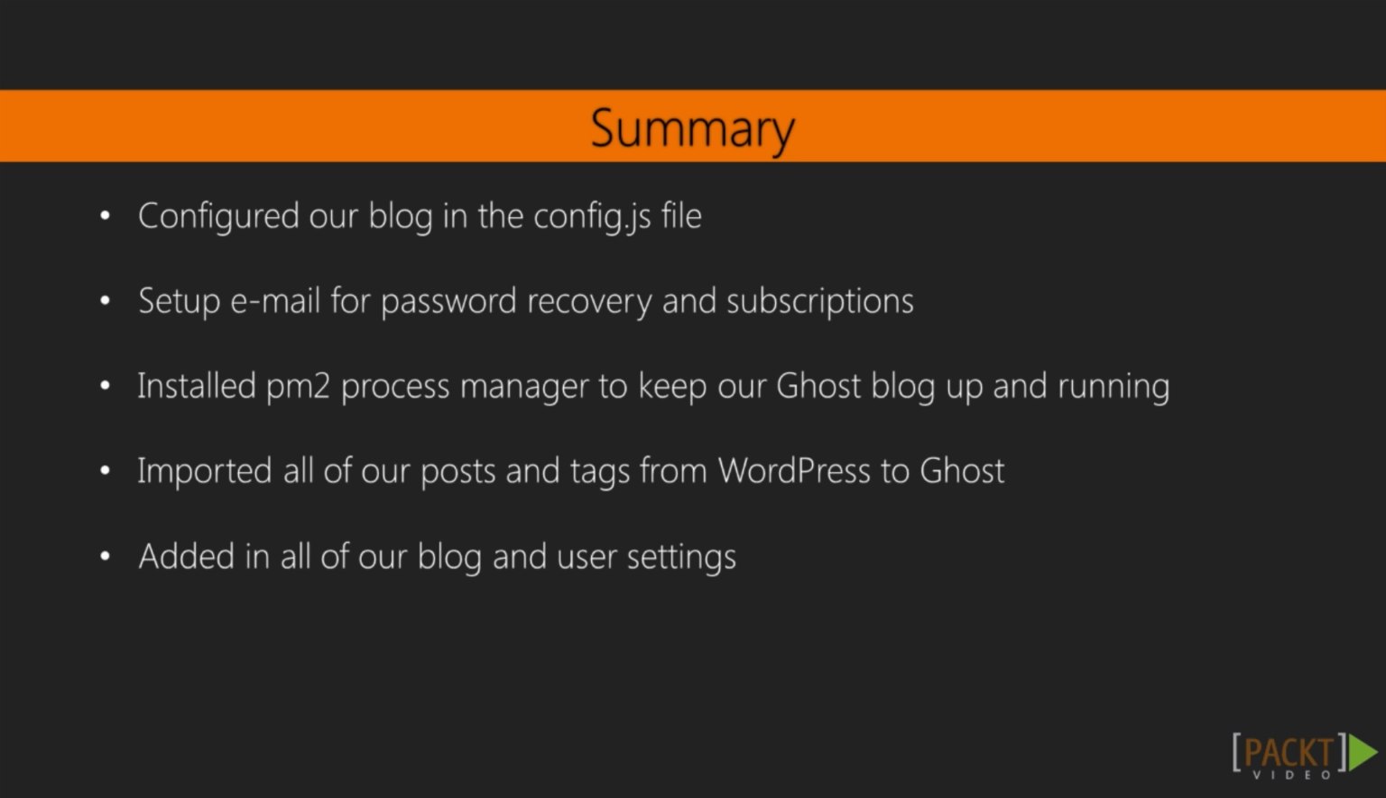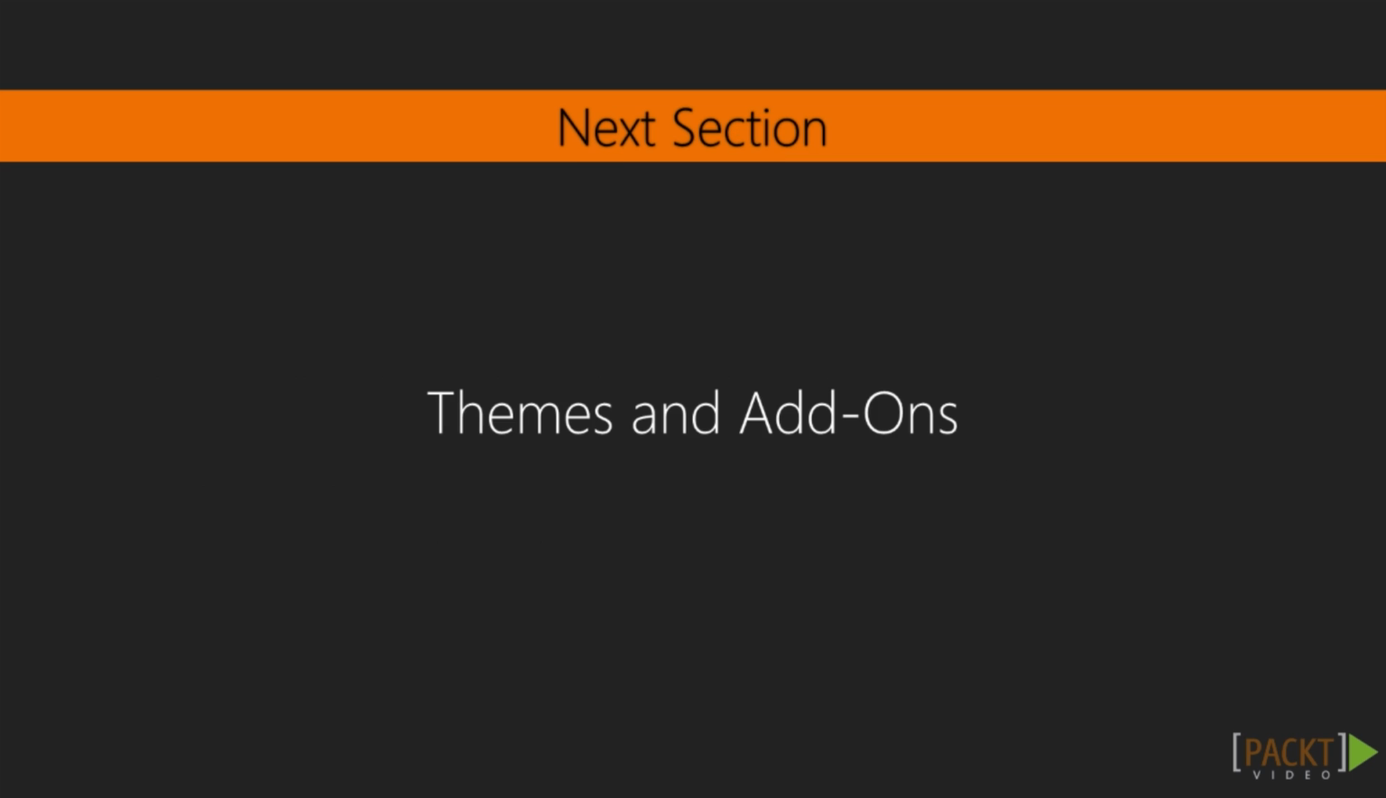Let's take a quick look back at all the things we've accomplished in Section 3. We configured our blog in the config.js file, set up email for password recovery and subscriptions, installed the PM2 process manager to keep our Ghost blog up and running, imported all of our posts and tags from WordPress to Ghost, and finally we added all of our blog and user settings. In the next section we will get to the fun stuff, themes and add-ons.